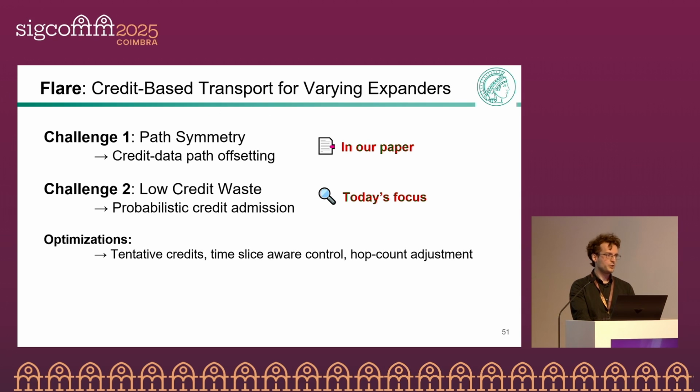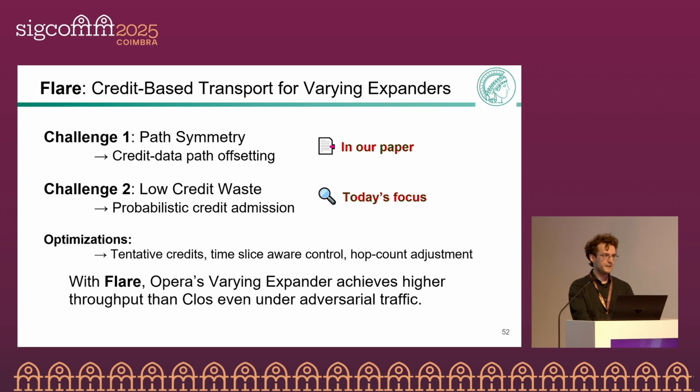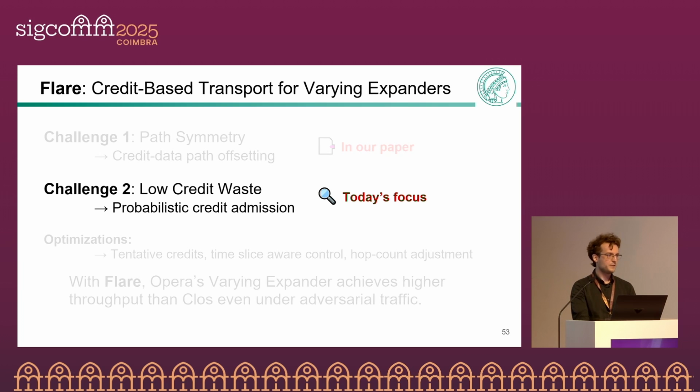In our evaluation, we showed that Flare achieves double the throughput of NDP, and this means that Flare combined with the varying expander actually achieves higher throughput than a similar Clos network, even under adversarial traffic. For the remainder of this talk, we'll take a deeper dive into our take on the credit waste problem and then show some key evaluation results.